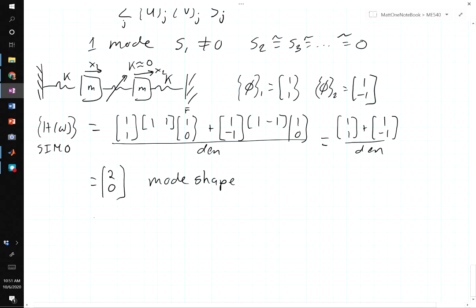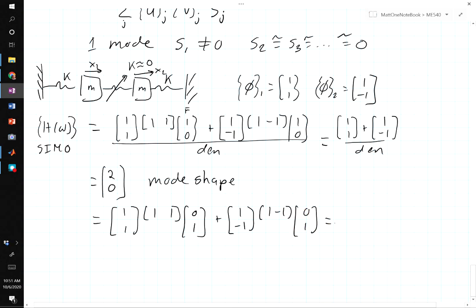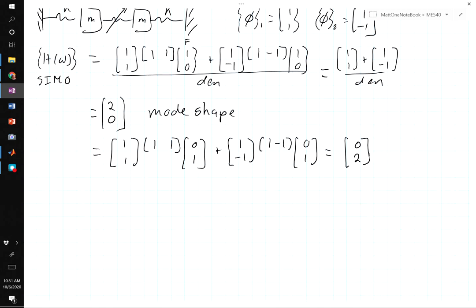But notice that if we had moved the drive point, if we had the exact same thing again, but our drive point was now the second point, look at what happens in this case. In this case, multiply this one by a minus 1. In this case, our mode shape ends up being 0, 2. And what we see is that the mode shape seems to change with drive point.